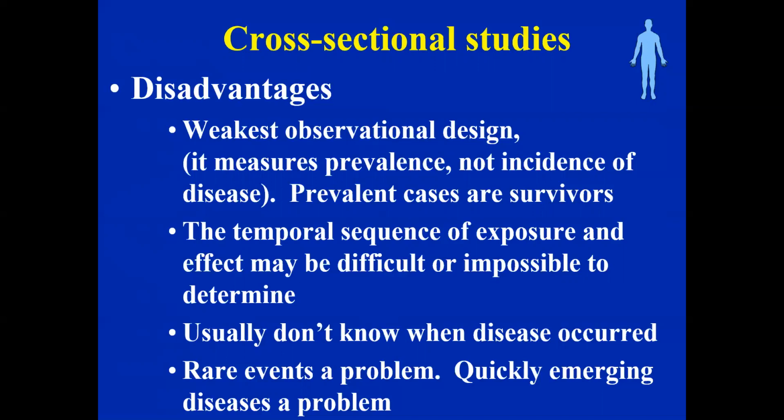there should be a sequence of events where someone is first HIV negative, they don't use a condom, they indulge in unsafe sex, and later they develop HIV. But if you assess this relationship at the same time, it will be difficult for us to see that temporal sequence. Usually you don't know when the disease occurred.